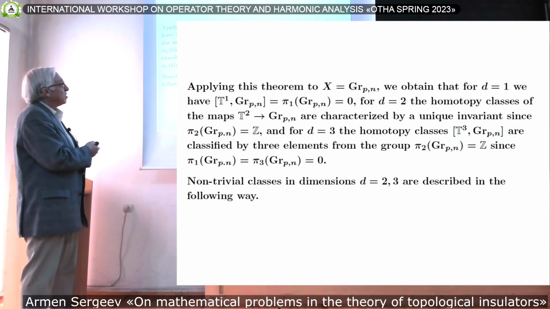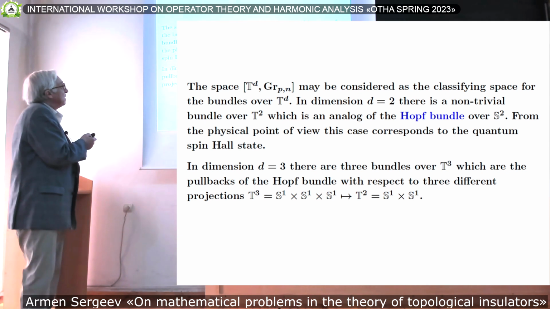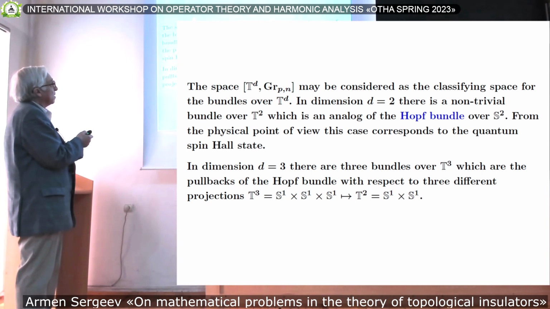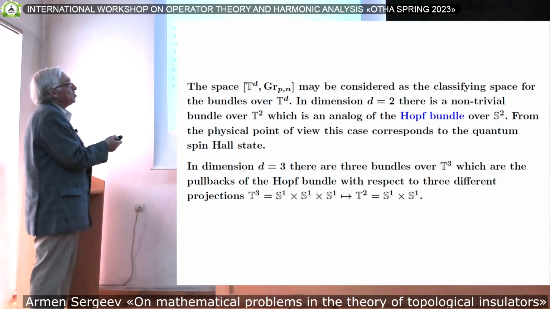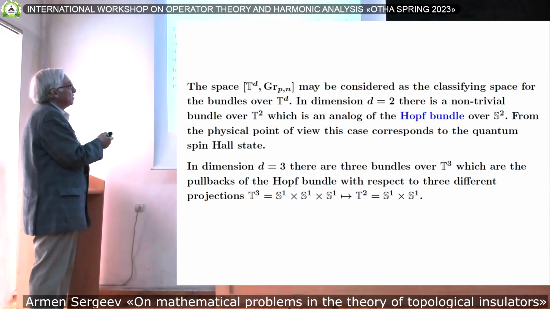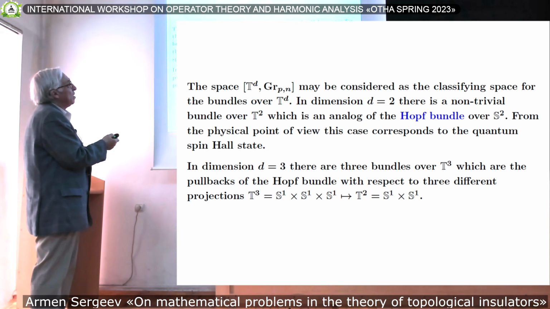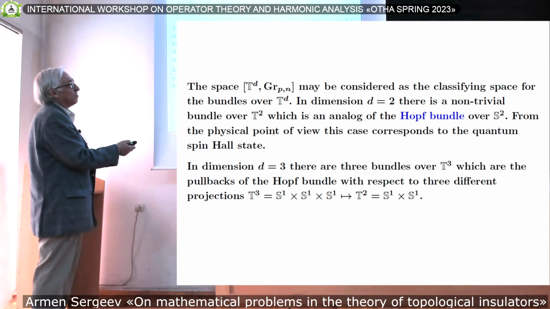In fact, it's easy to describe what the non-trivial classes in dimensions 2 and 3 mean, in the following way. This space of homotopy classes of mappings from the d-dimensional torus to the Grassmannian may be considered as classifying maps for the bundles over T^d. In dimension d equals 2, there is only one non-trivial bundle over T2, which is an analog of the Hopf bundle. This is a bundle of S3 over S2.